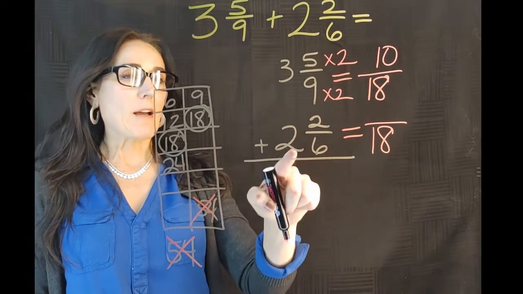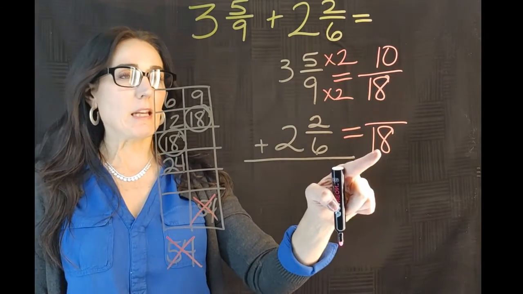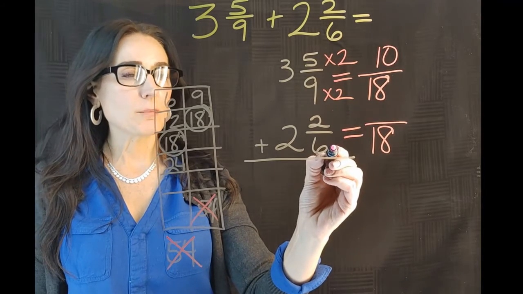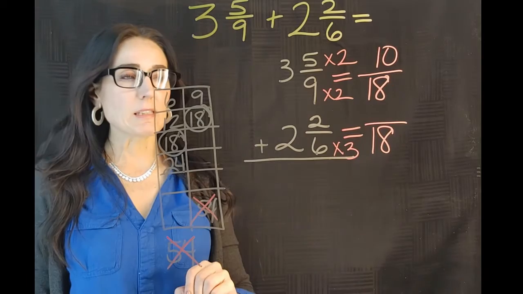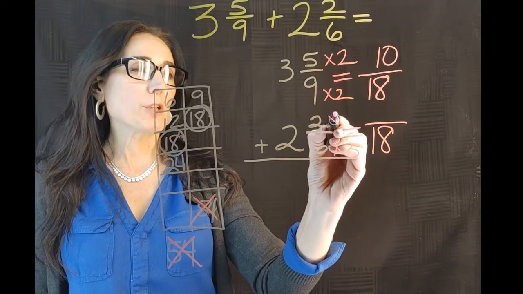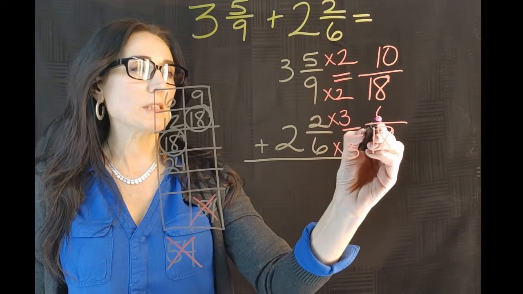All right, then we have 6 and 18. So we would say 6 times what? 6 times 3 is 18. Therefore, 2 times 3 is going to be 6.